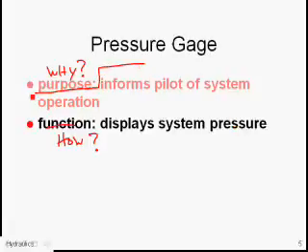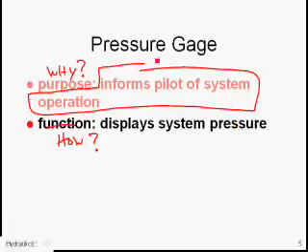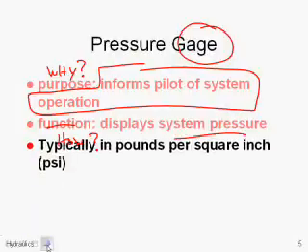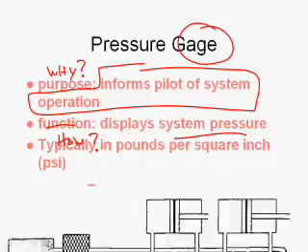This part right here, you're going to see this over and over again. When you see some kind of gauge or a meter, like an ammeter, voltmeter, it's going to be the same purpose. It tells the pilot what's going on in the system. How does it do it? In this case, a pressure gauge displays the pressure in the system. I'll show you a diagram here shortly. And of course on airplanes in the United States, typically it's in PSI.